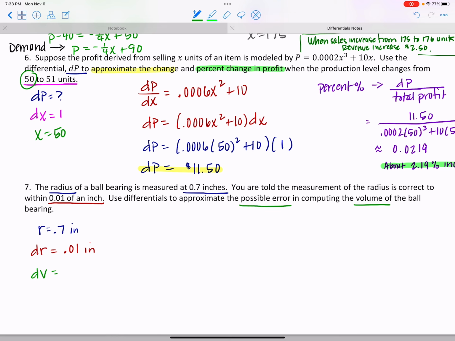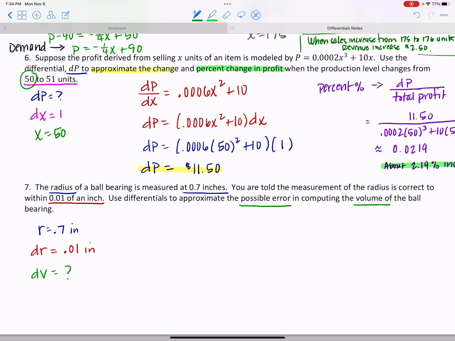Possible error: when it says possible error, recognize it's the possible change. So if you just calculated or measured your radius at 0.7 inches, obviously you plug that into your volume formula and it spits out a volume. But if there is a possible change, like it could possibly be off by 0.01 of an inch, then obviously your volume could have some error in it as well. So the error in the measurement extends to every calculation that would follow using that measurement.